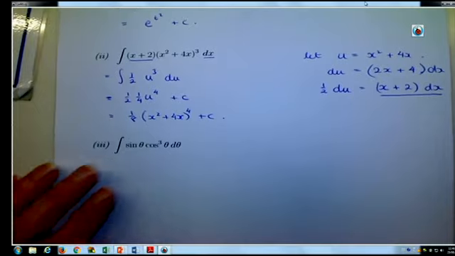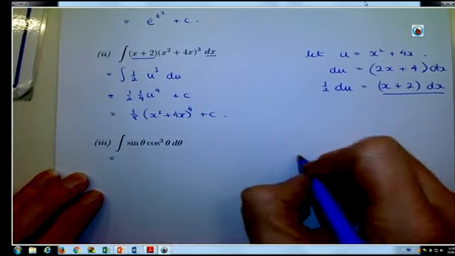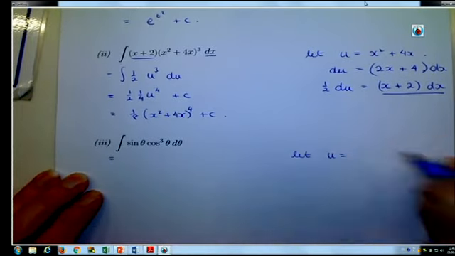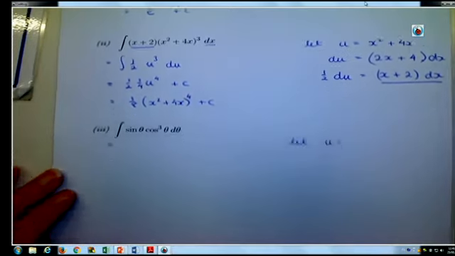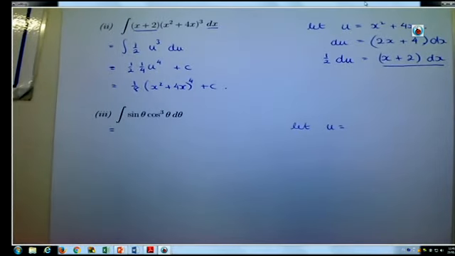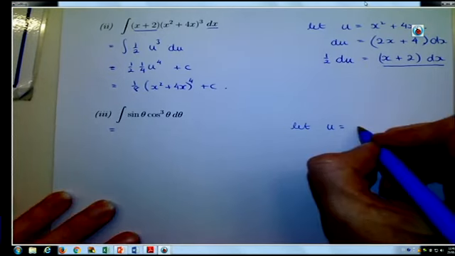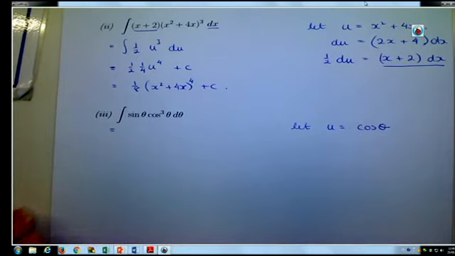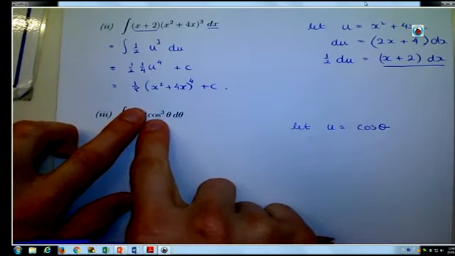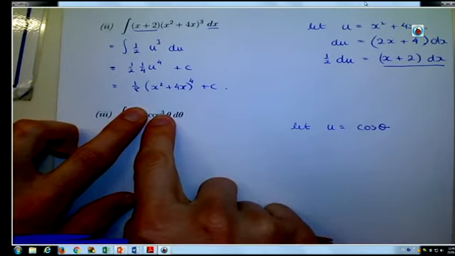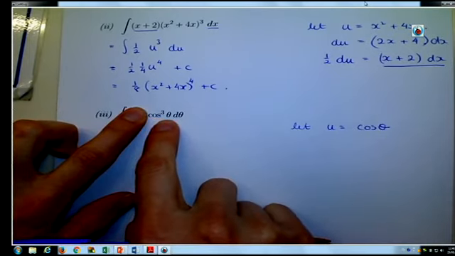Okay, this one. Do you guys do trig functions with George? Yeah? So you should know this one. What's the u going to be? Cos theta. And I'll tell you why. Because the outside function is the cubed and the inside function is the cos theta.